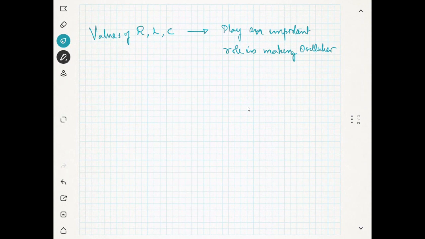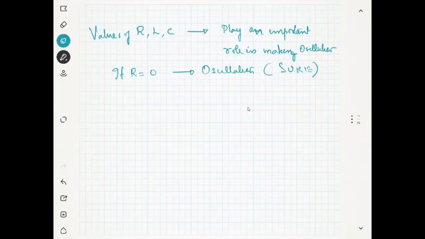If there is no R, definitely there will be oscillation. If R equal to 0, oscillation will exist for sure. But if there is R, L, and C, according to the value of R, L, and C, sometimes there will be oscillation, sometimes there will not be oscillation.